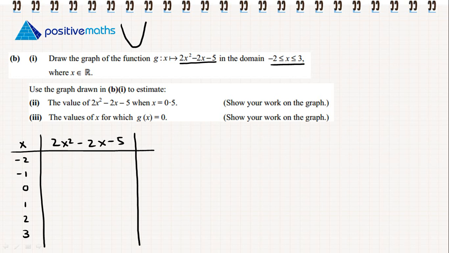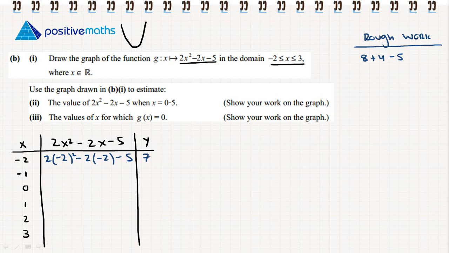So I'm going to substitute my x values into the function one at a time, and they will give me my y values. So for the first one, we're substituting in minus 2. So we have 2 by minus 2 squared, minus 2 by minus 2, minus 5, and this will give us our y value. I'm going to use the right side of the page just for rough work. So minus 2 squared is going to give me 4. 4 multiplied by 2 gives me 8. Minus 2 by minus 2 gives me plus 4. And then I have minus 5. So 8 plus 4 gives me 12. 12 minus 5 gives me 7. So my first point is going to be minus 2, 7.